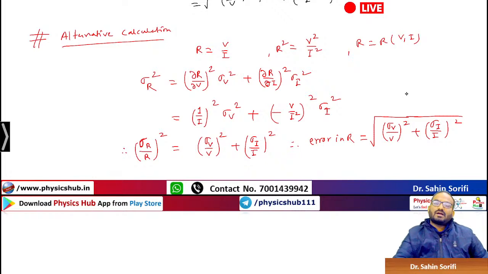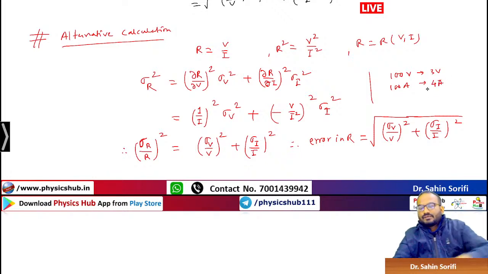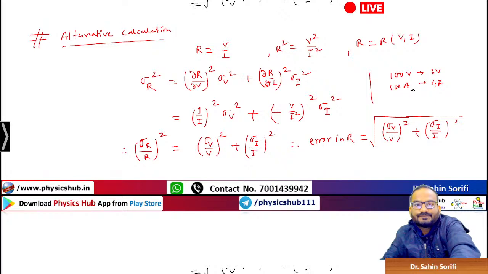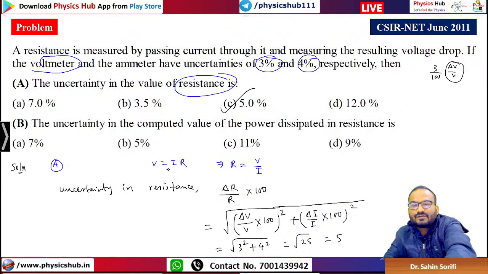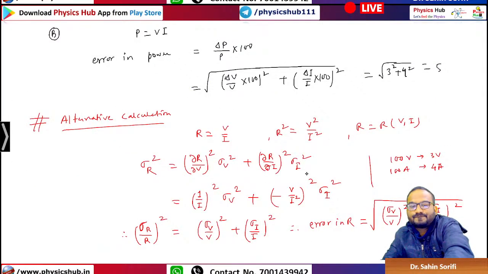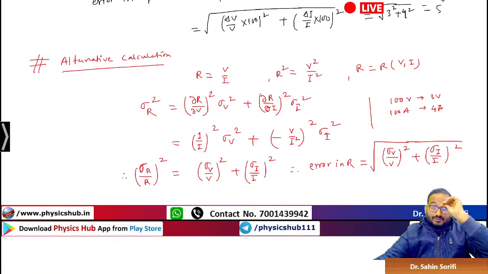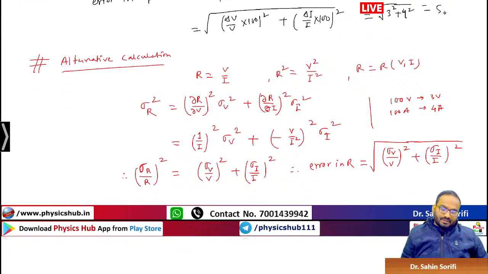And here the uncertainty is given to be 3%. It means if you measure 100 volt, you will get an error of 3 volt. If you measure 100 ampere current, you will get an error of 4 ampere. This is what it is asking. Now everything is in percentage. So that is why we have done this. Clear na?